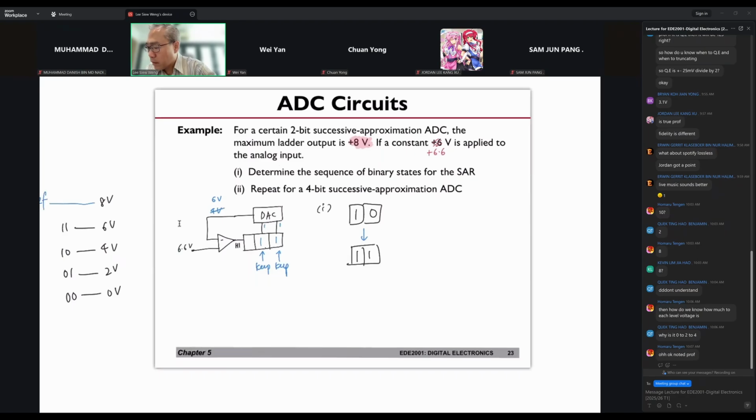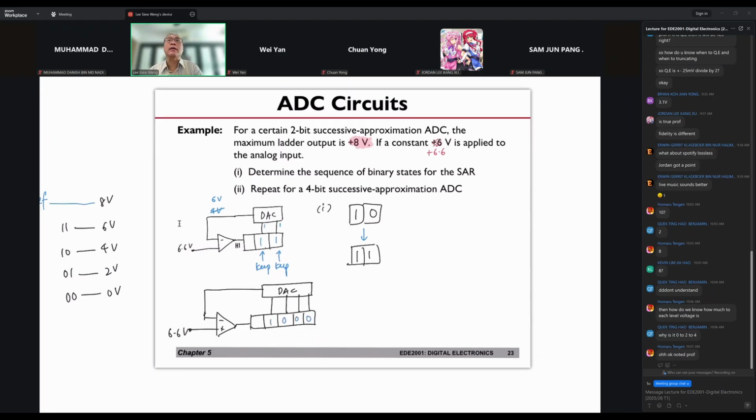So what do we have here? It's going to be DAC again, but this is going to be 4-bit, with 6.6 volts here. This is your DAC, and this is your register. We are going to start off with 1, 0, 0, 0.